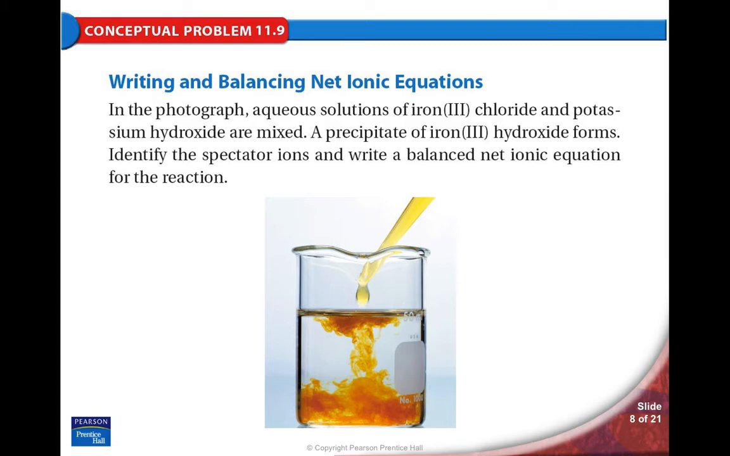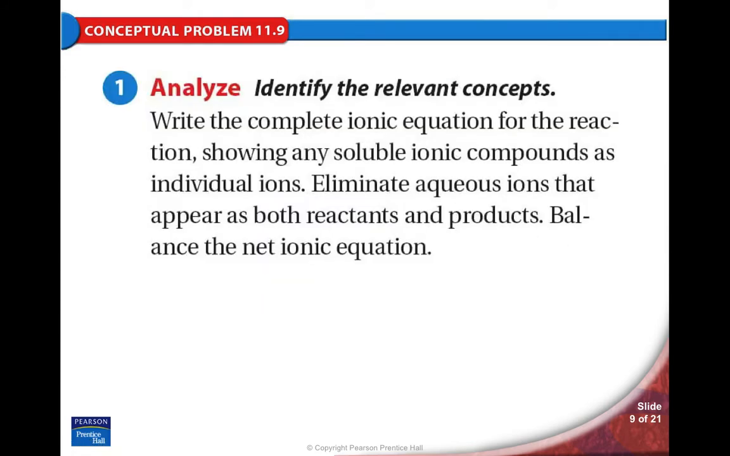This is another example of two solutions forming an insoluble precipitate: iron(III) chloride and potassium hydroxide. We're going to end up with iron hydroxide forming. So how does that look? Well, the first thing you're going to do is write the complete ionic equation for the reaction, showing all the ionic bits and pieces together.